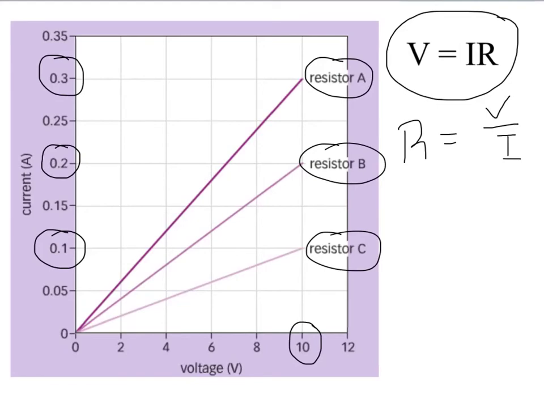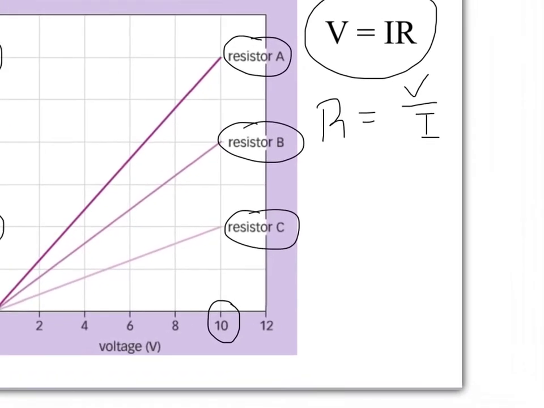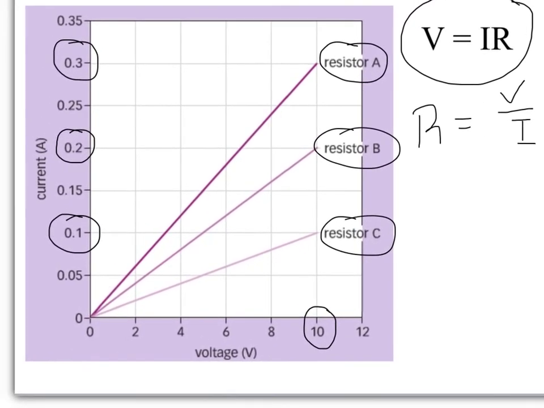Okay, so you should have found that resistor C is our highest resistor. It has a resistance of 100 ohms. Now we could have worked that out without doing any calculations at all. All we have to see is that each of our resistors have got a voltage of 10.